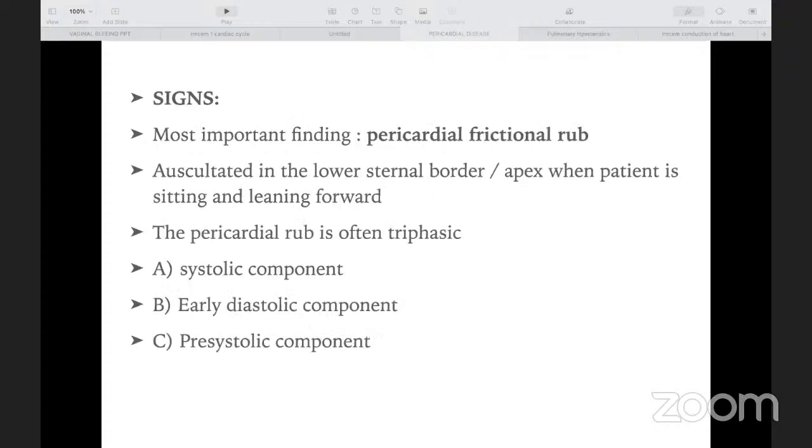Now, what are the signs? The most important finding is the pericardial friction rub, which is auscultated at the lower sternal border or apex when the patient is sitting and leaning forward. And the pericardial rub is often triphasic, having a systolic component, an early diastolic component, and a pre-systolic component.